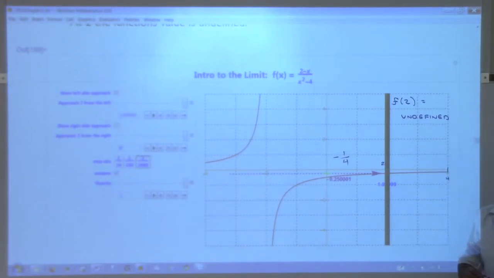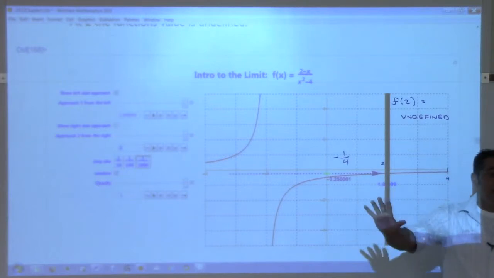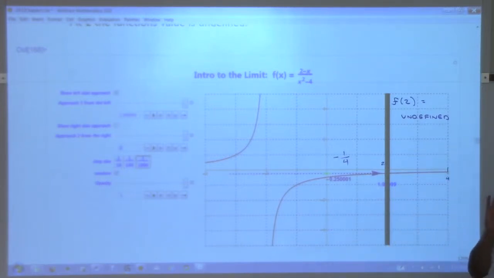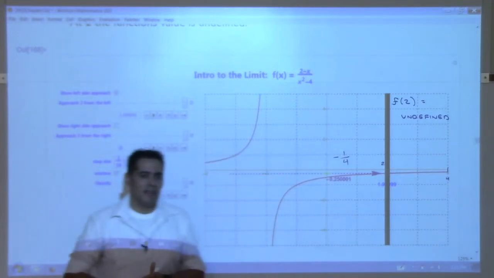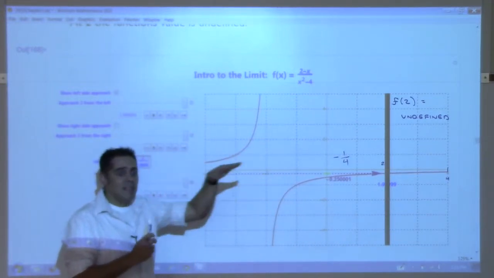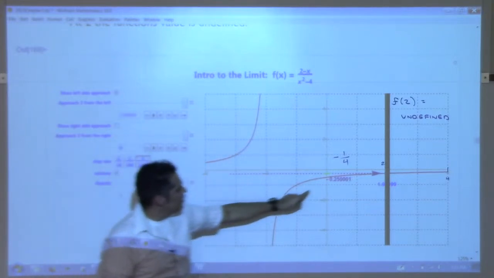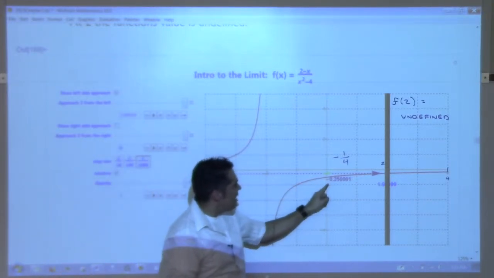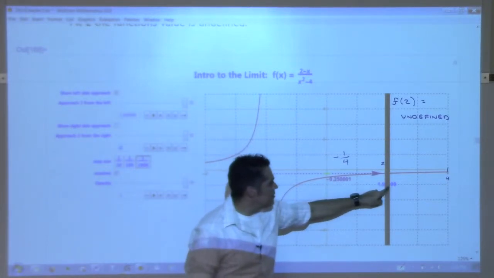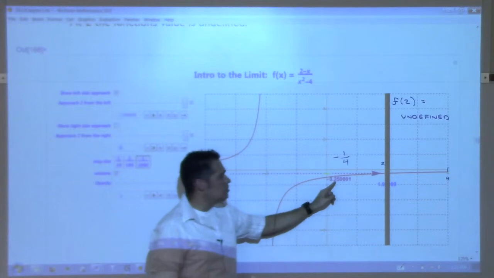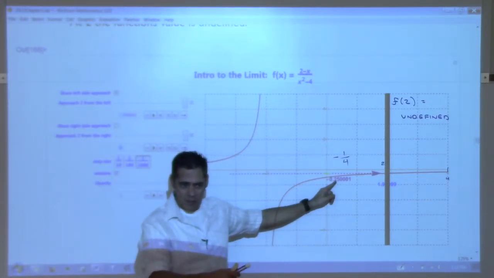That is 0.25, right? Now, do I ever get there? It doesn't matter, okay? That's critical. With this idea of coming in from the side, we're not asking, does it get to something? We're saying, is it headed towards something? Yes, it looks like as I come in from the right, it is headed to negative 0.25. The closer I get to 2, the closer that looks like it's getting to negative 0.25. Is this clear with everyone?